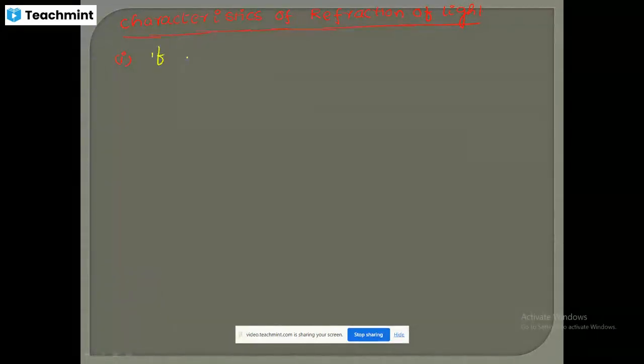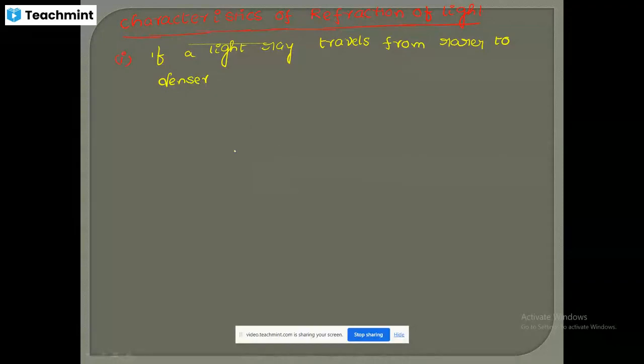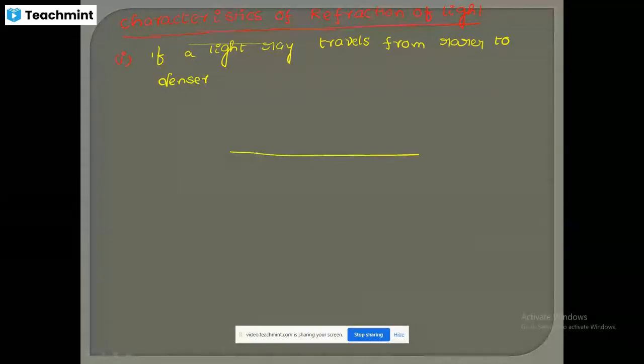If a light ray travels from rarer to denser, what will happen? So here, for example, if you take the interface, this is air, a rarer medium, an optically rarer medium.